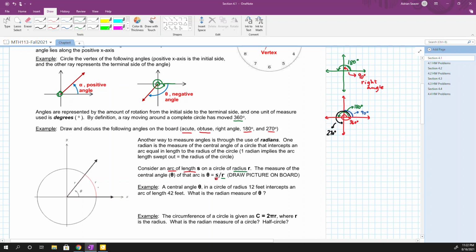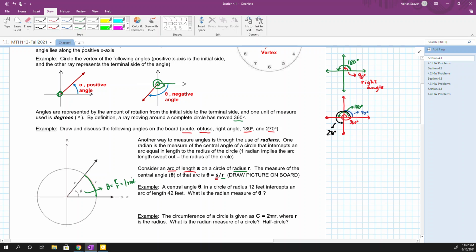Here's an example. Here's my arc length. Now, if that arc length is the same as my radius, guess what? That's 1 radian. So in this case, this theta equals R over R, so it would be 1. That would be 1 radian measure, and we'll look at that at some point. But a central angle theta.